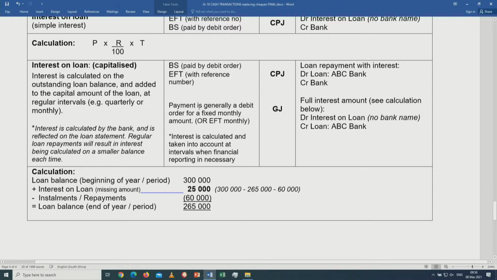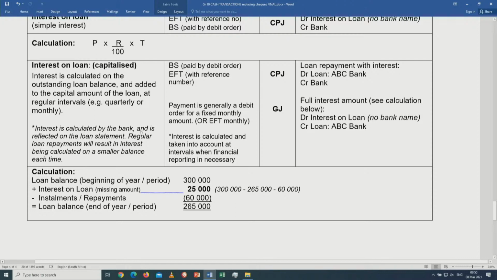Payment is generally a debit order for a fixed monthly amount, or an EFT amount, that you can write in the general journal. For the full interest amount, calculations can be done here for you. Debit interest on loan, no bank name. Credit loan, and you give the name of the bank.